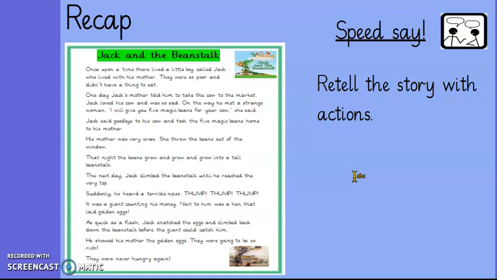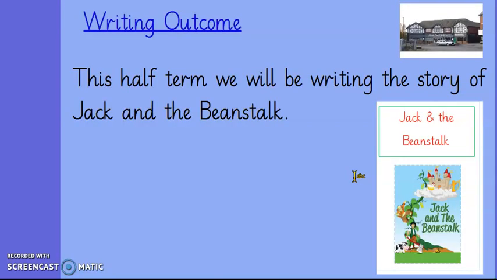Well done, Year 1. I'd like you to have a go retelling that story every day. This half term we're going to be writing the story of Jack and the Beanstalk, and hopefully we'll be able to send them to Firth Park Library to put on display. So in order for us to be able to write the story, we need to be really confident in retelling the story and also to know the order of the story really well.